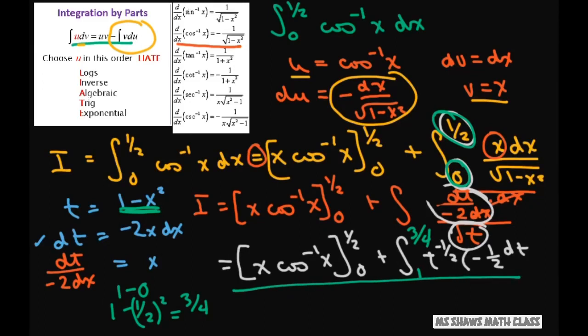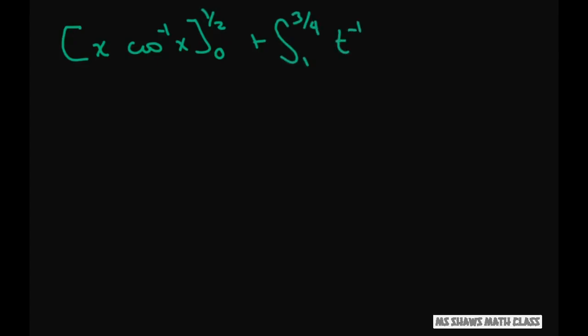And now we can finish this up. So let's write this again. So we're going to have x cosine inverse of x. We're going to evaluate it from 0 to 1/2. And then we're going to have the plus integral from 1 to 3/4 of t to the negative 1/2 times negative 1/2 dt. Now we can complete this.